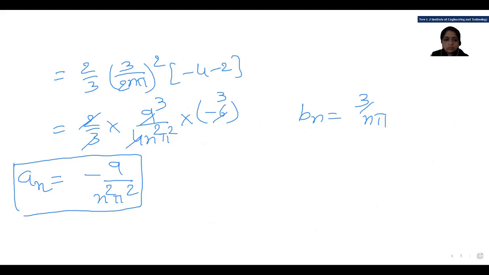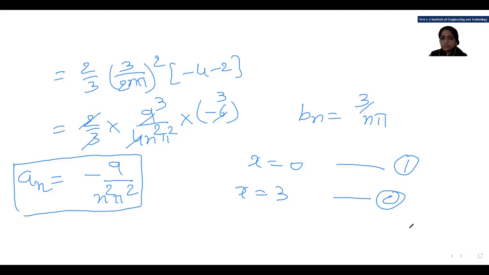So, your bn is 3 upon n pi, right? Then you have to substitute your values of A0, An, Bn in our Fourier series. Then after, you have to take x is equal to 0 on both sides. Then x is equal to 3 on both sides. After substituting x equal to 0, you get equation 1. After substituting x equal to 3, you get equation 2. And by adding equations 1 and 2, you get your answer. That is the answer for the deduction which you want, right?